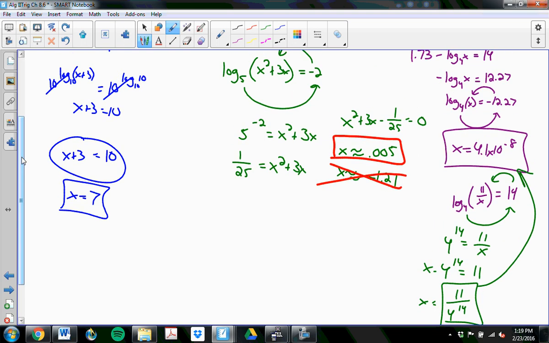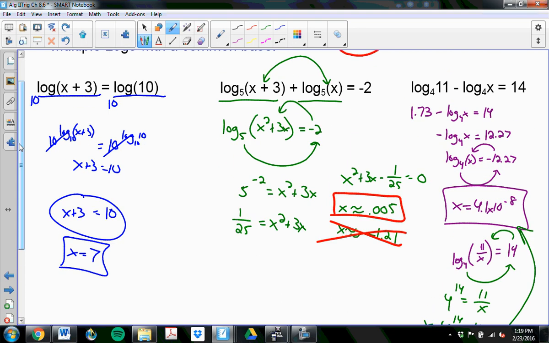So the adding and subtracting properties become important when you need to combine multiple logs. It only works if you have the same base, but typically you do. If you don't, there's tricks you can pull to get the same base, but we won't worry about that.